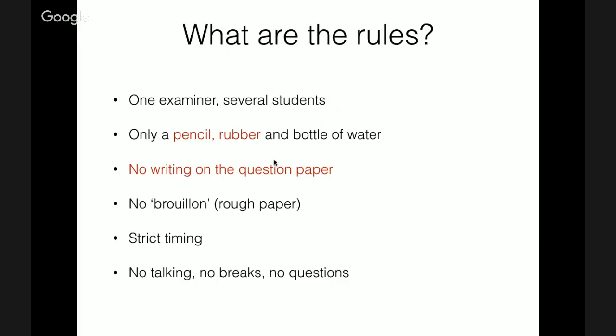There are rules when you enter the room. You'll have a room for the TOEIC. There'll be one examiner. There'll be several students. In our center, we do it with about 9 students at a time. You're only permitted a pencil, a rubber, and a bottle of water. So the pencil, so you can fill in the spaces, a rubber so you can erase if you make a mistake. There's no writing on the question paper, and no what the French call brouillon, so rough paper, we say in English. That's really important because a lot of people who I teach are really familiar with the technique of making really quick notes.